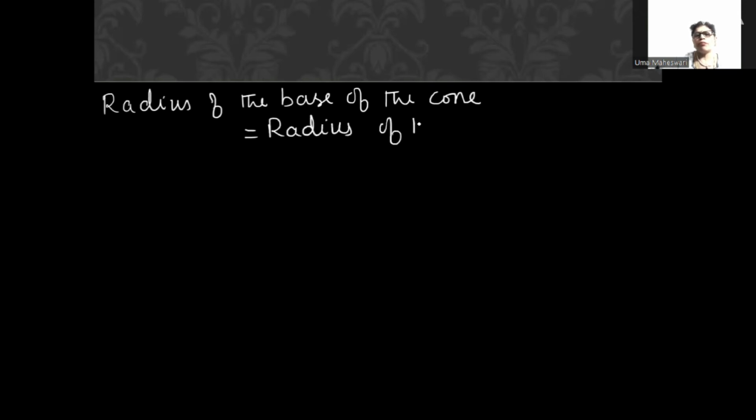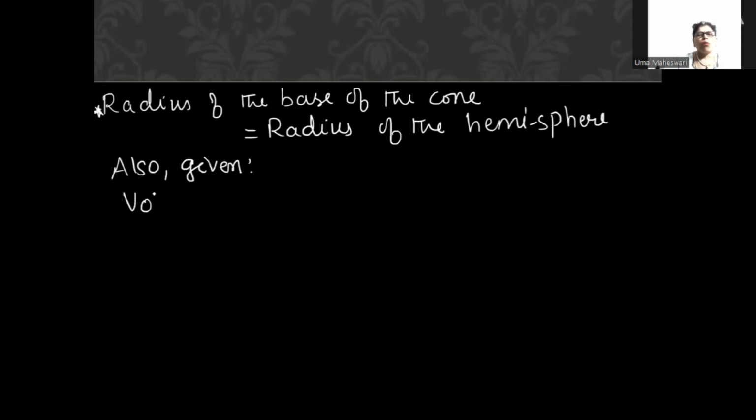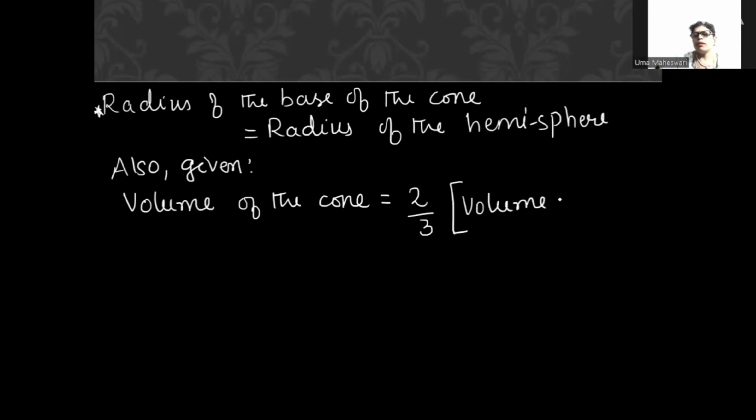Since cone is surmounting the hemisphere, radius of the base of the cone is equal to radius of the hemisphere. This is point number 1, right? Also, what is given? Volume of the cone is equal to 2/3 of volume of the hemisphere. This is what is given in the question. 2/3 of the volume of the hemisphere.